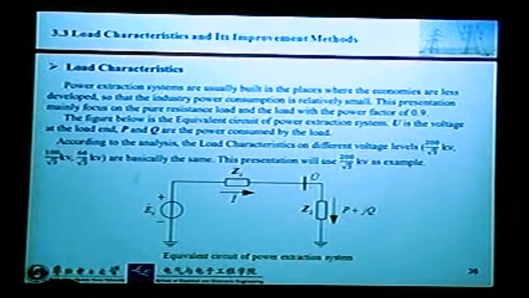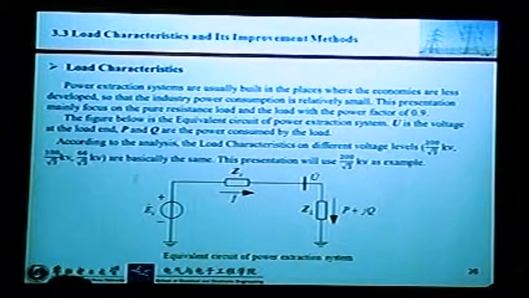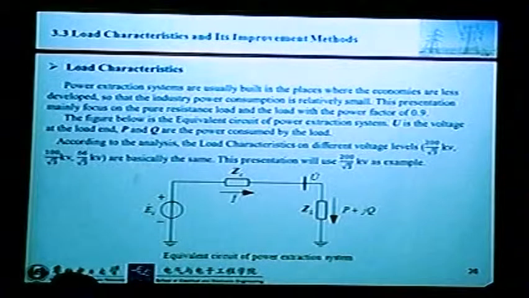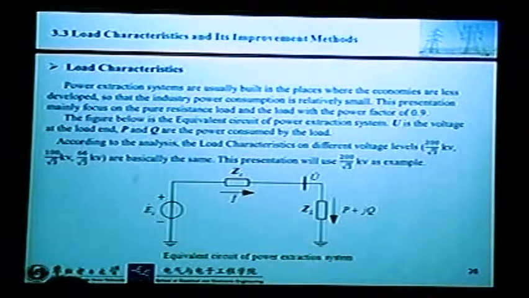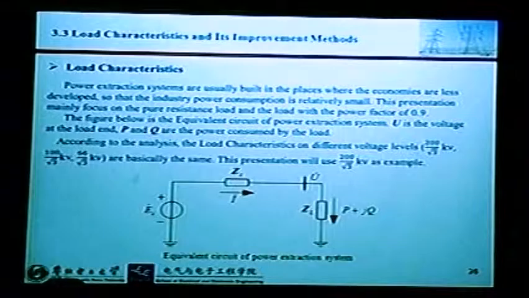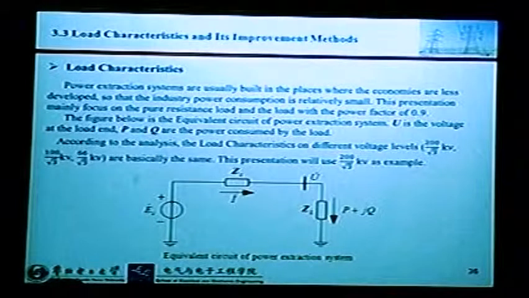Load characteristics. Power extraction systems are usually built in places where the equipment is less developed, so the industrial power consumption is relatively small. This presentation mainly focuses on the pure resistance load and the load with a power factor of 0.9. The figure below is the equivalent circuit of the power extraction system, where U is the voltage at the load and P and Q are the power consumed by the load.